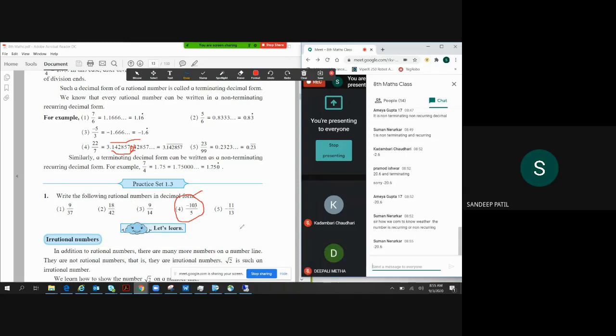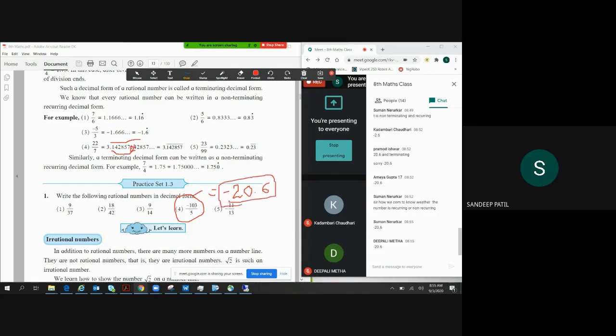So if we divide minus 103 by 5, the answer will be minus 20.6. So we can see that it is terminating. After 6 the remainder is 0, so it's a terminating decimal form of the rational numbers.